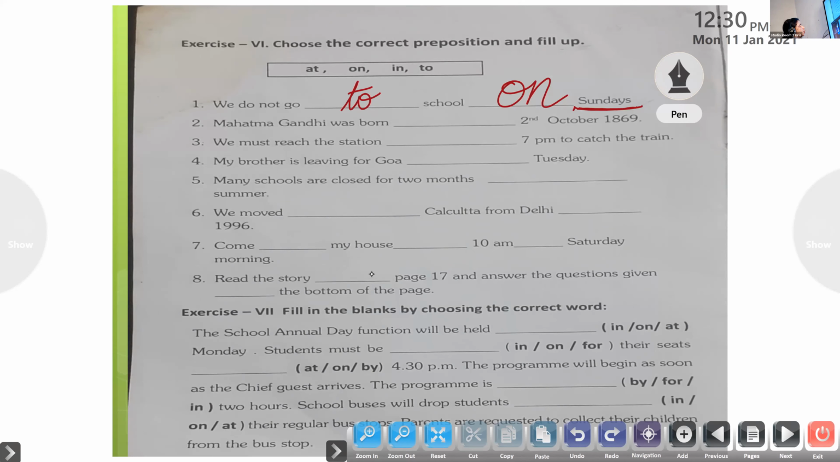So which preposition do we have to use there? Mahatma Gandhi was born dash 22nd October 1869. It is a date. So before the date, which preposition do we have to use? On. Before the days and the dates, we have to use the preposition on. Very good.